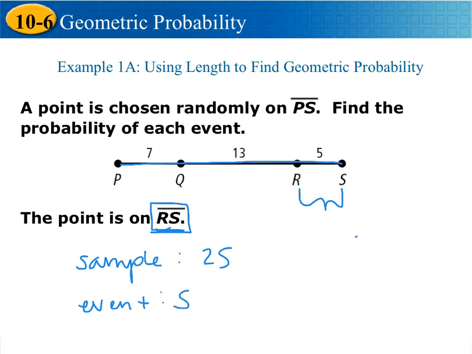So we take what we're looking for, which is 5, and divide it by the whole thing, which is 25. So our probability that our point is going to be on RS is 5 over 25, which simplifies to 1 over 5. So we have a 1 out of 5 chance that our point is going to be on segment RS.